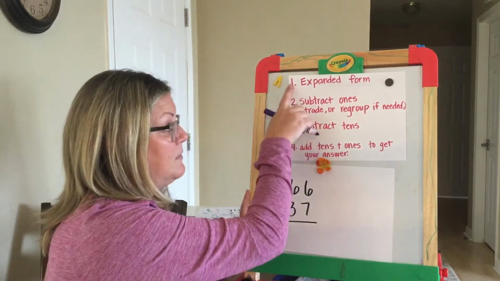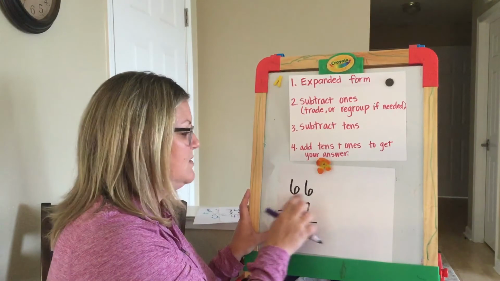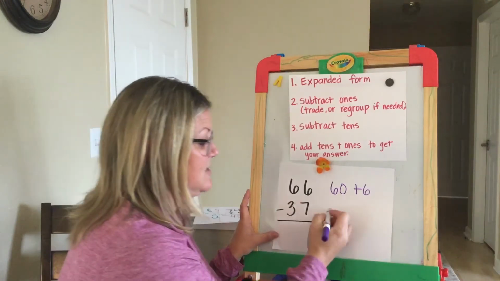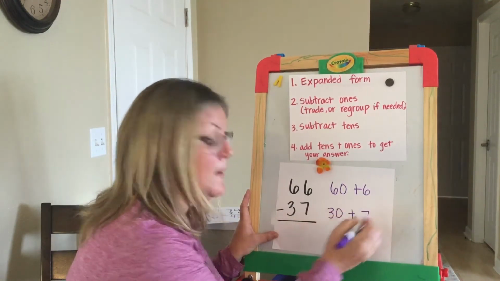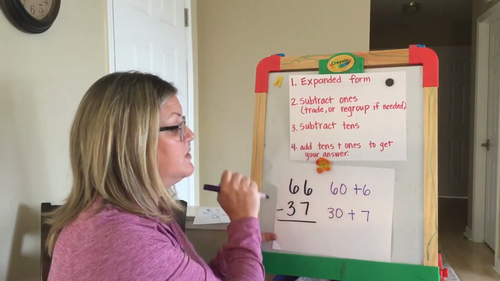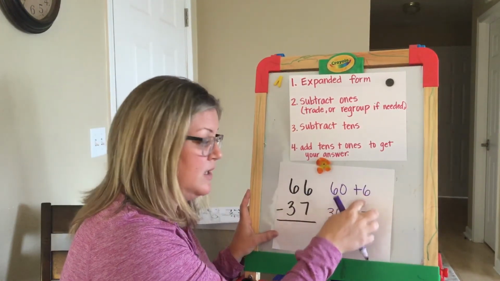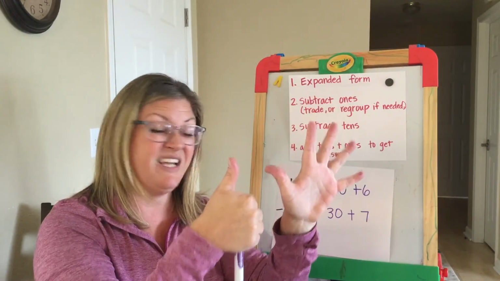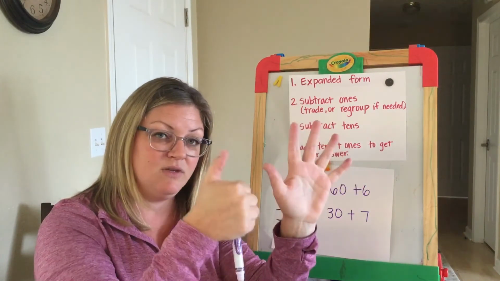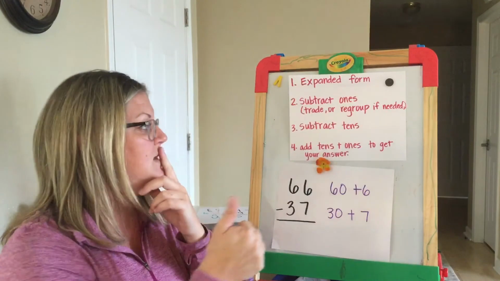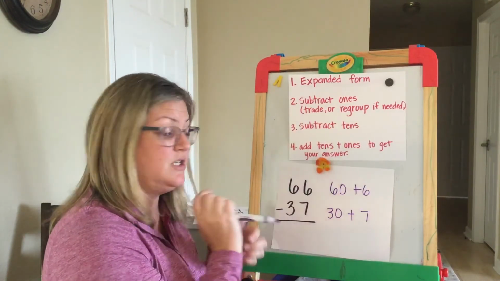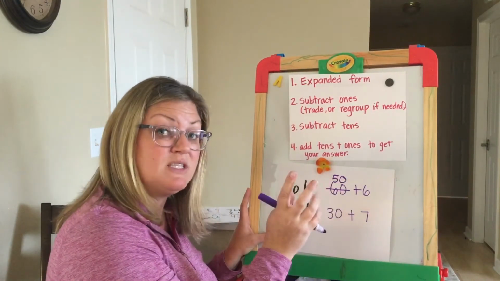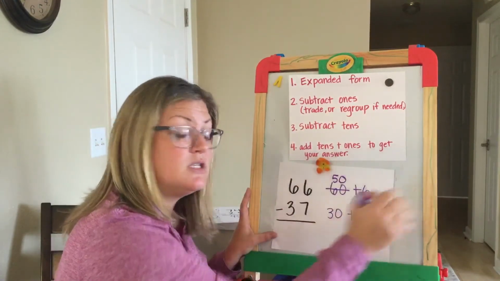Okay, here we go. Number 1, write the numbers in expanded form. So 66, well, that's the same thing as 60 plus 6. 37 is the same thing as 30 plus 7. All right, now subtract the 1s. I have to start at the top and get it going down. 6 minus 7. If I have 6 things, can I take 7 away? 5, 6, no, I can't. So, oh, I can trade or regroup if I need to. So I'm going to take 10 away from here.